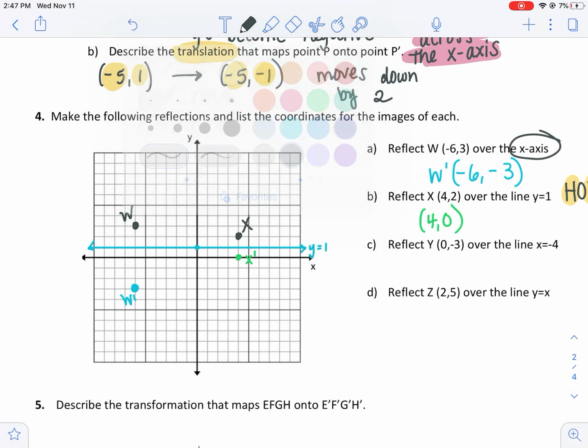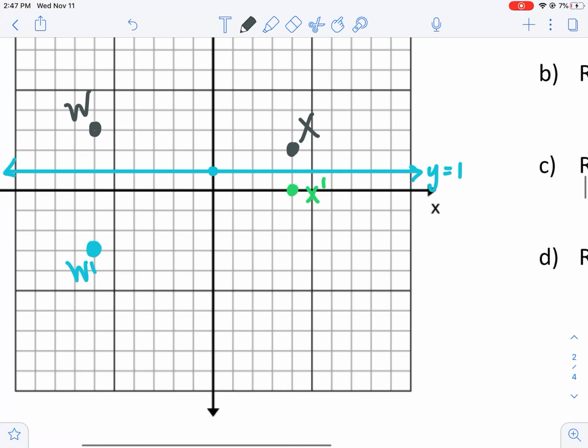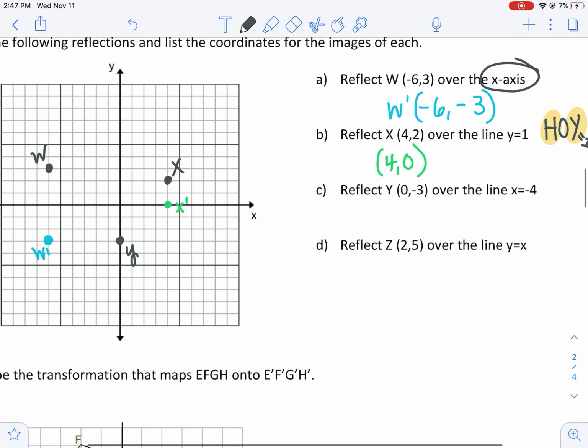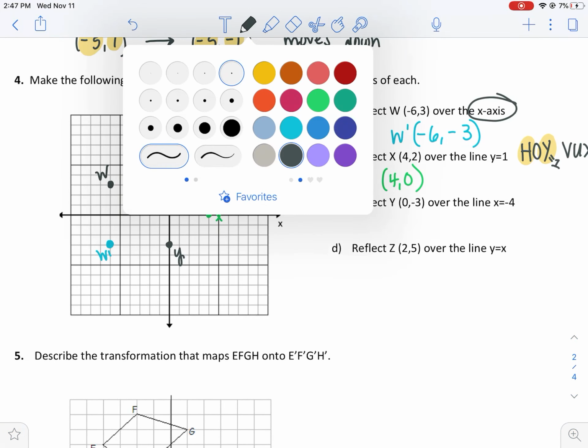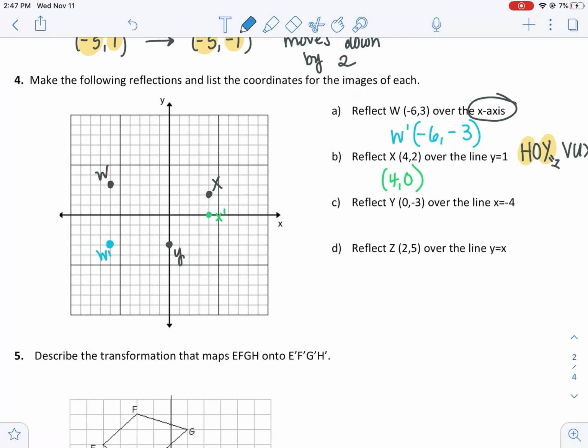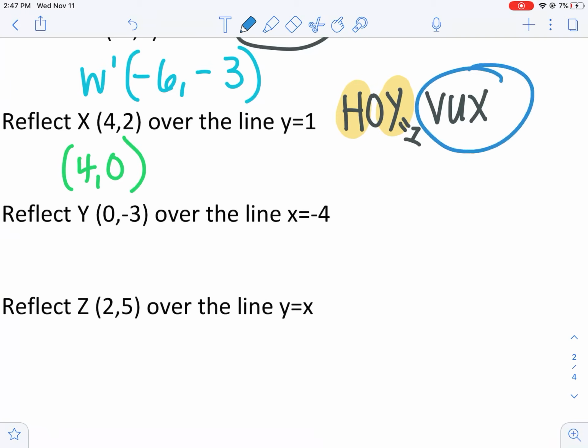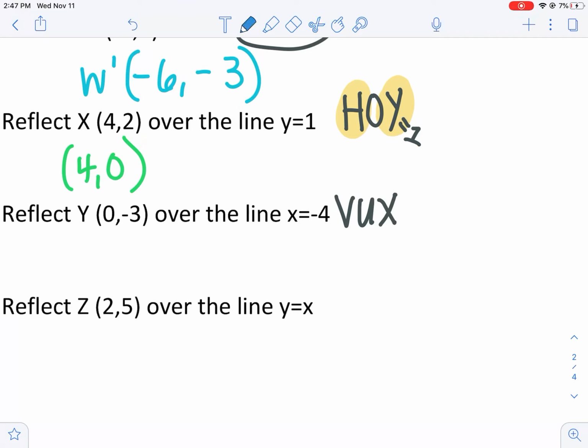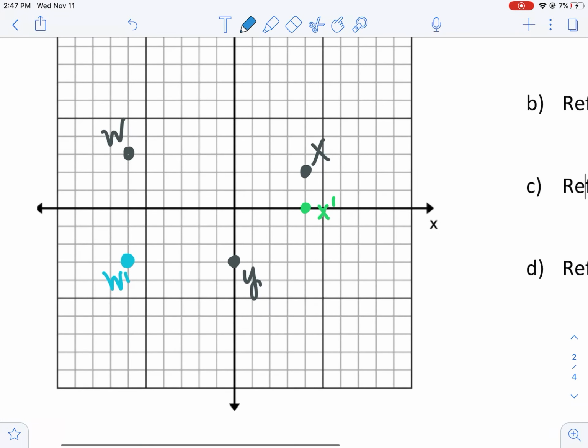Next up, we've got the point Y at (0, -3). We'll get rid of that line of reflection. We are done with it. That was for X. Let's look at what we're reflecting for Y. So Y is reflecting over the line x equals -4. So here we're going to use the vertical portion of the hint. X equals -4. That means we're going to have a vertical line at -4 on the x-axis.